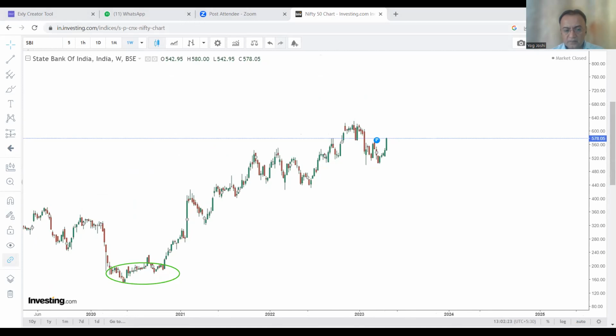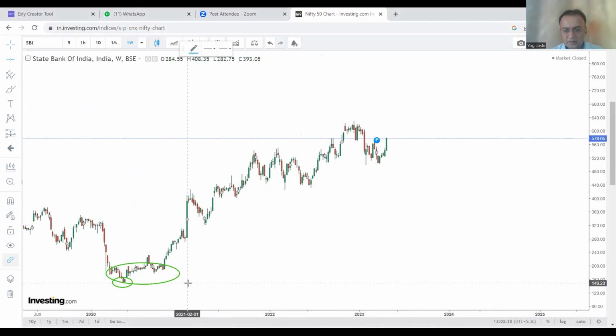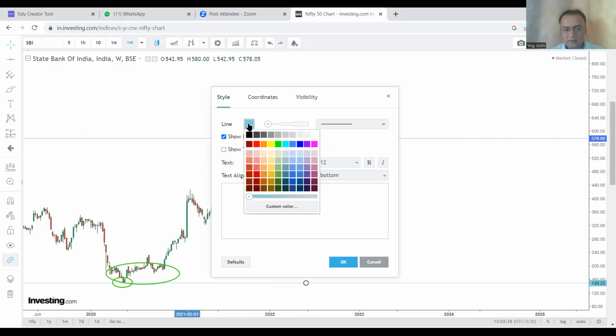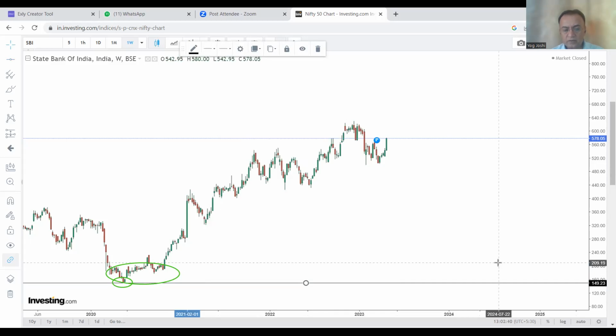People are not thinking that SBI will go below this price. What is the price exactly? This is 149.23. People are very confident that SBI will not break this level. So the chart was clearly sideways, and people are not willing to keep the chart exactly below that area.